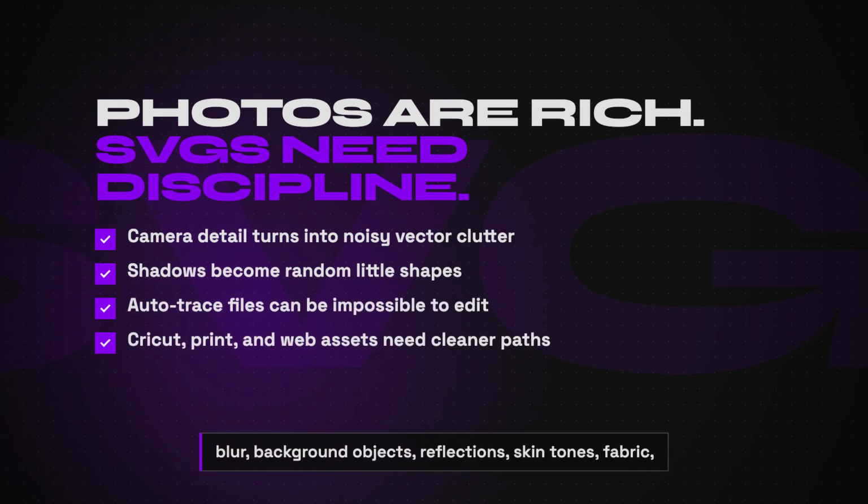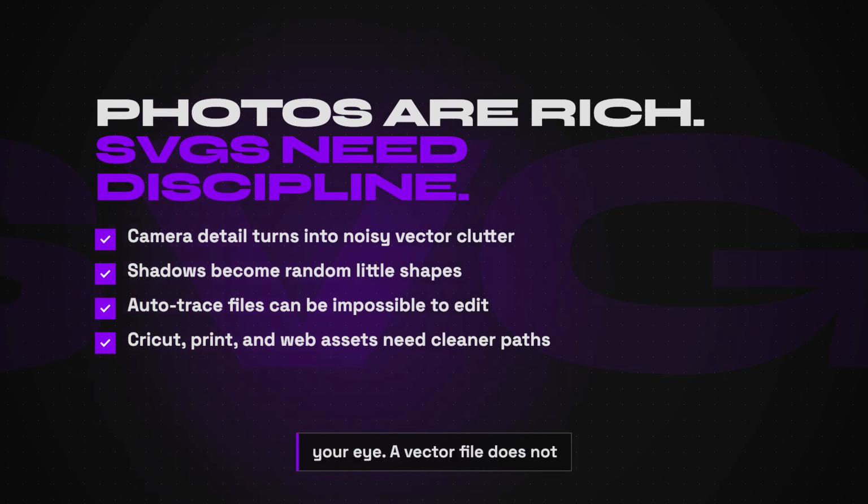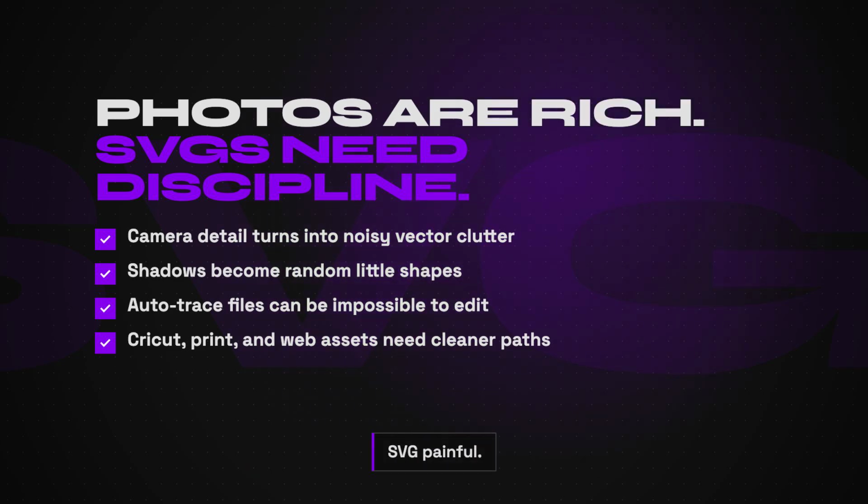Photos are packed with information. Texture, lighting, blur, background objects, reflections, skin tones, fabric, grain, and shadows all make sense to your eye. A file format does not understand that. It turns those details into shapes, and too many shapes make an SVG painful.